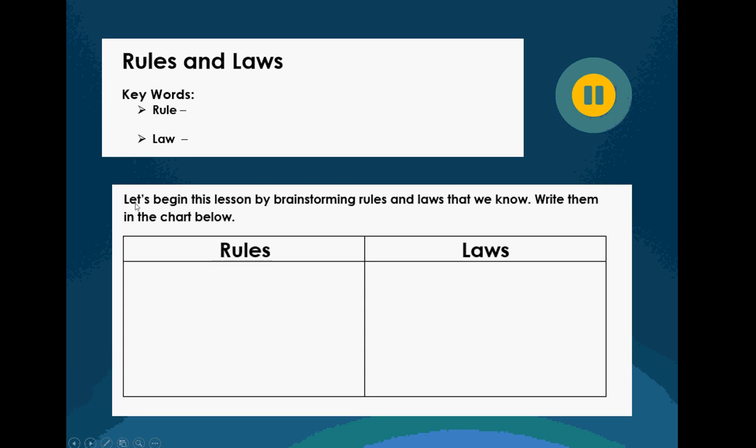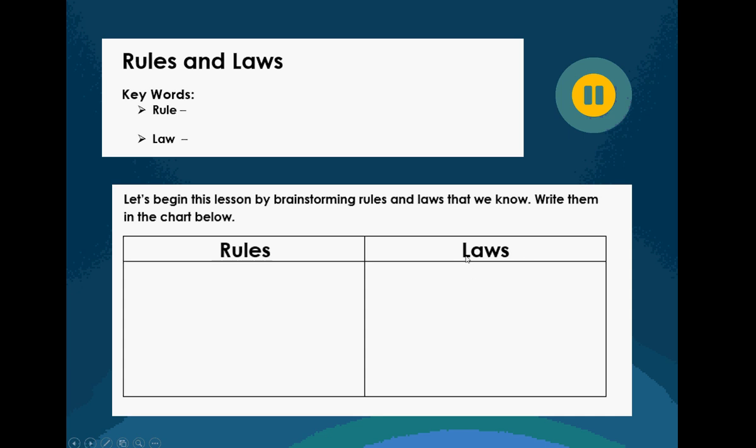If you look at the next part of your handout, it says, let's begin this lesson by brainstorming rules and laws that we know. Write them in the chart below. So you have a little bit of room on your paper to write a list of examples of rules that you know. They could be rules from home, rules from school, rules from the community, or any other place you know there is a rule. Give me 3 or 4 examples of rules.